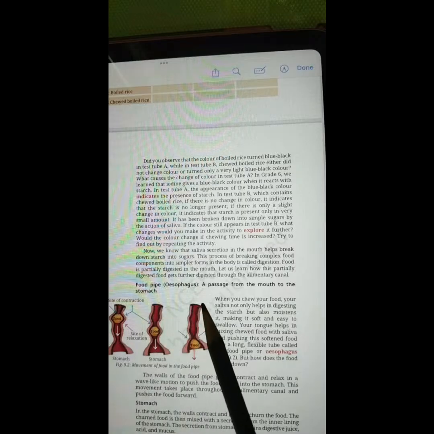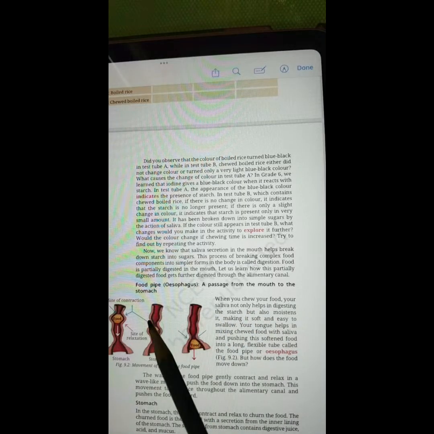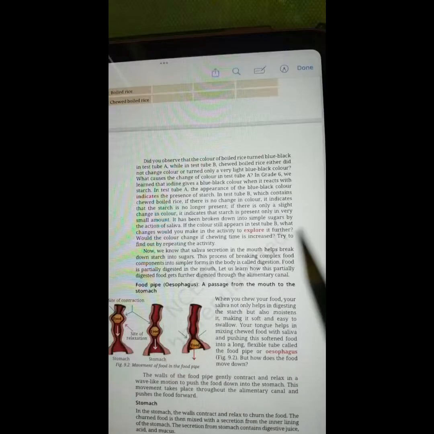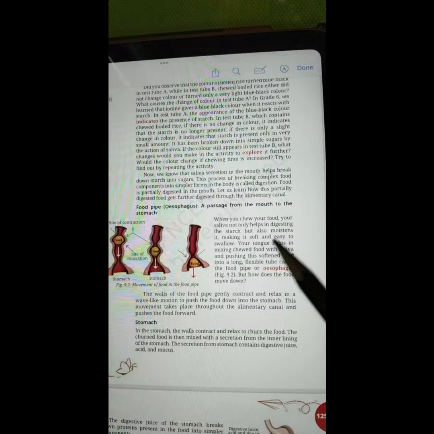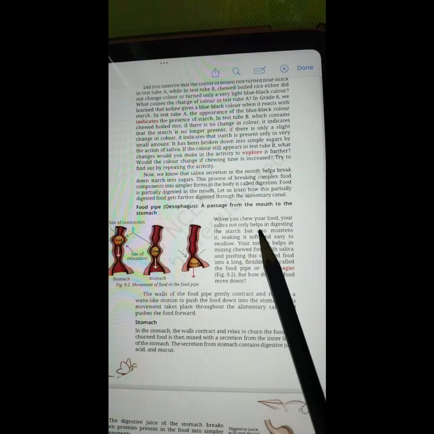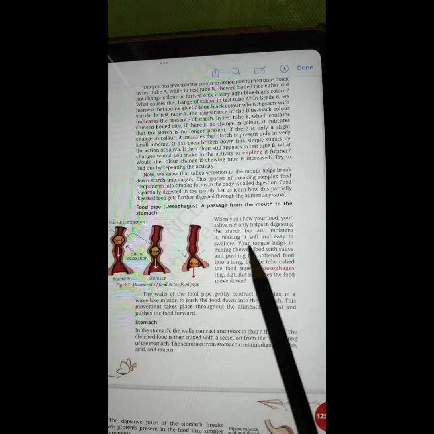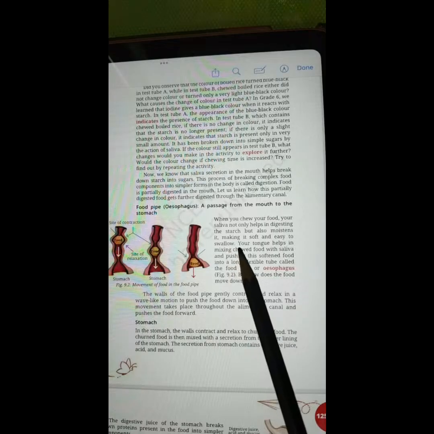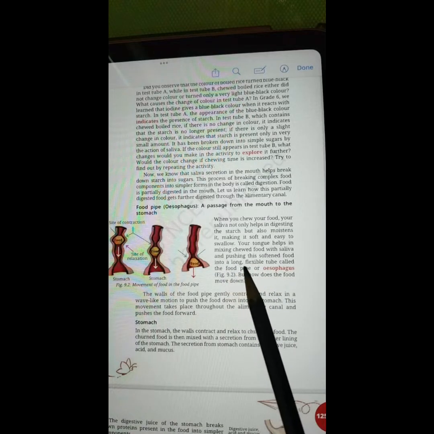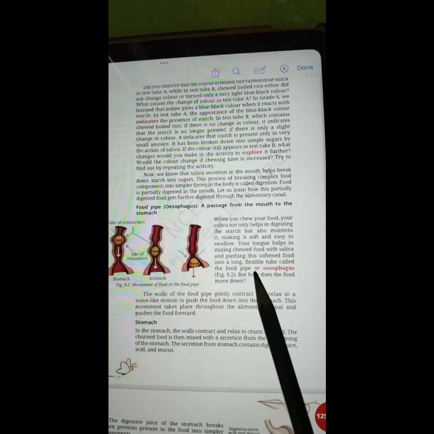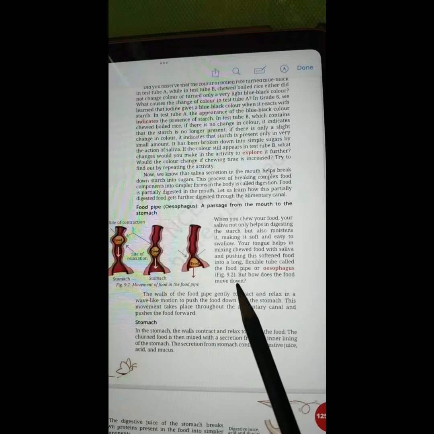Food pipe, esophagus, a passage from the mouth to the stomach. So here in figure 9.2, movement of the food in the food pipe has been shown to you, and this is known as peristalsis. When you chew your food, your saliva not only helps in digesting the starch but also moistens it, making it soft and easy to swallow. Your tongue helps in mixing chewed food with saliva and pushing the softened food into the long, flexible tube called the food pipe or esophagus.